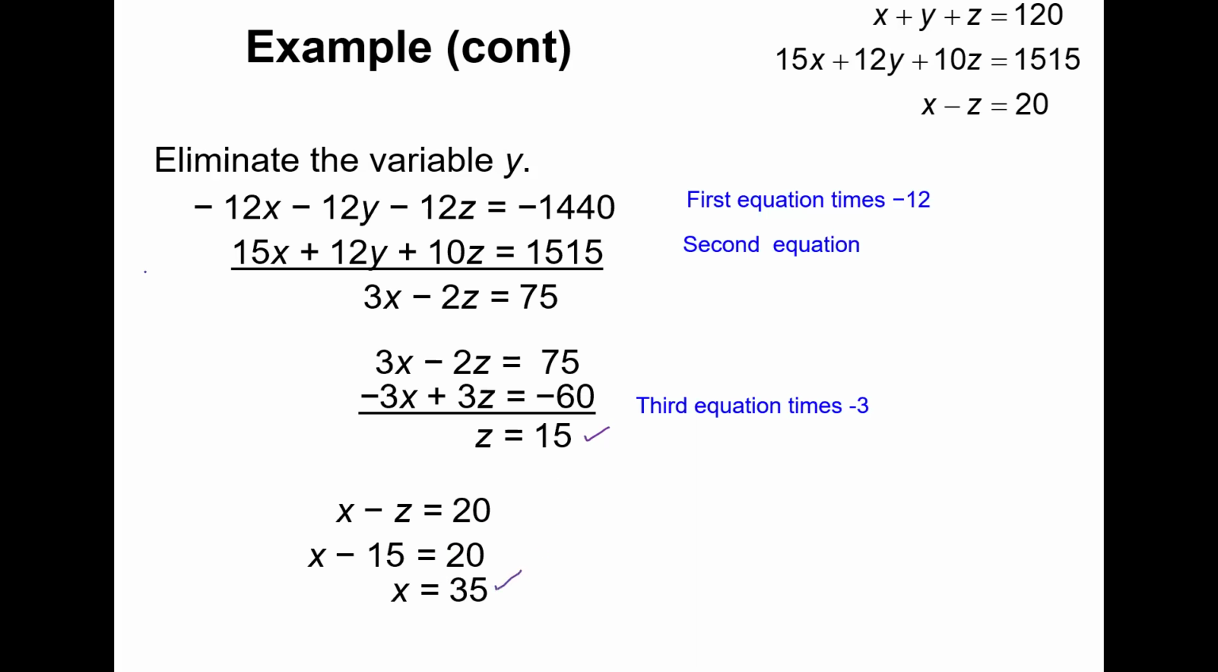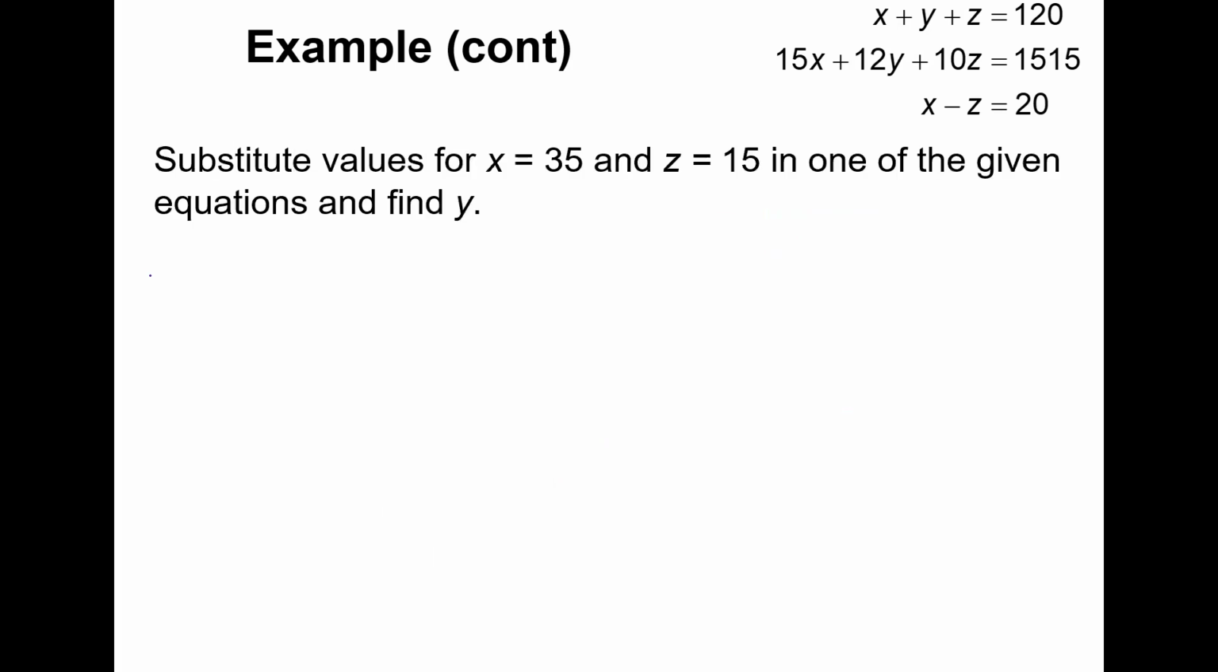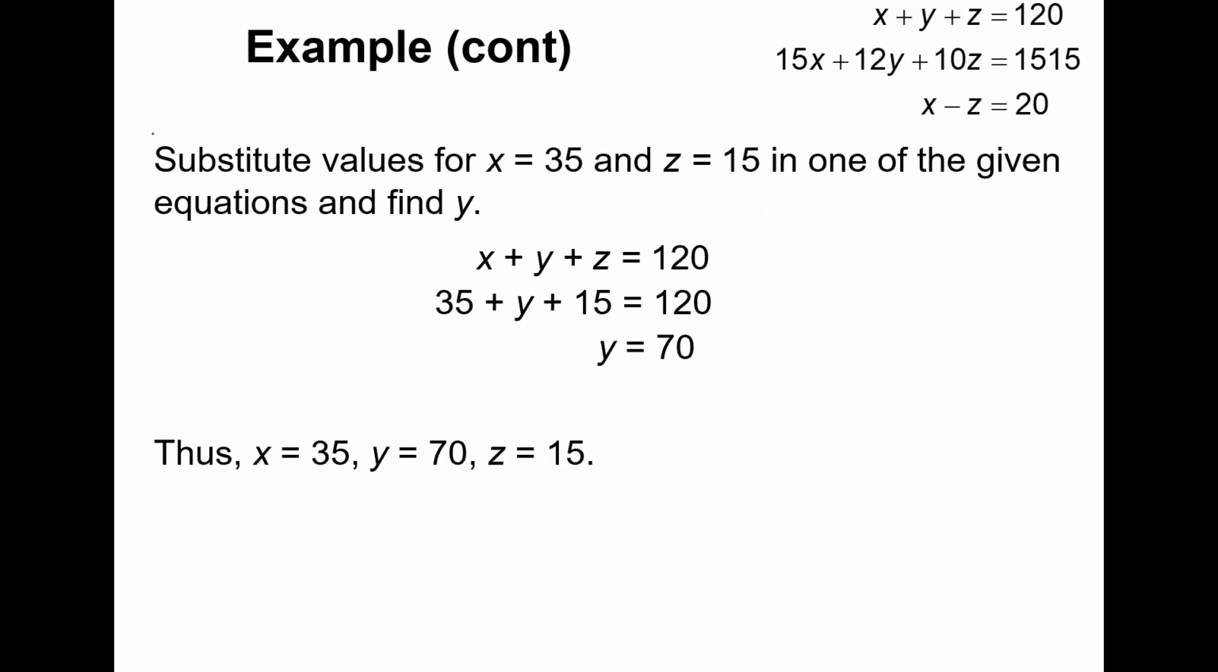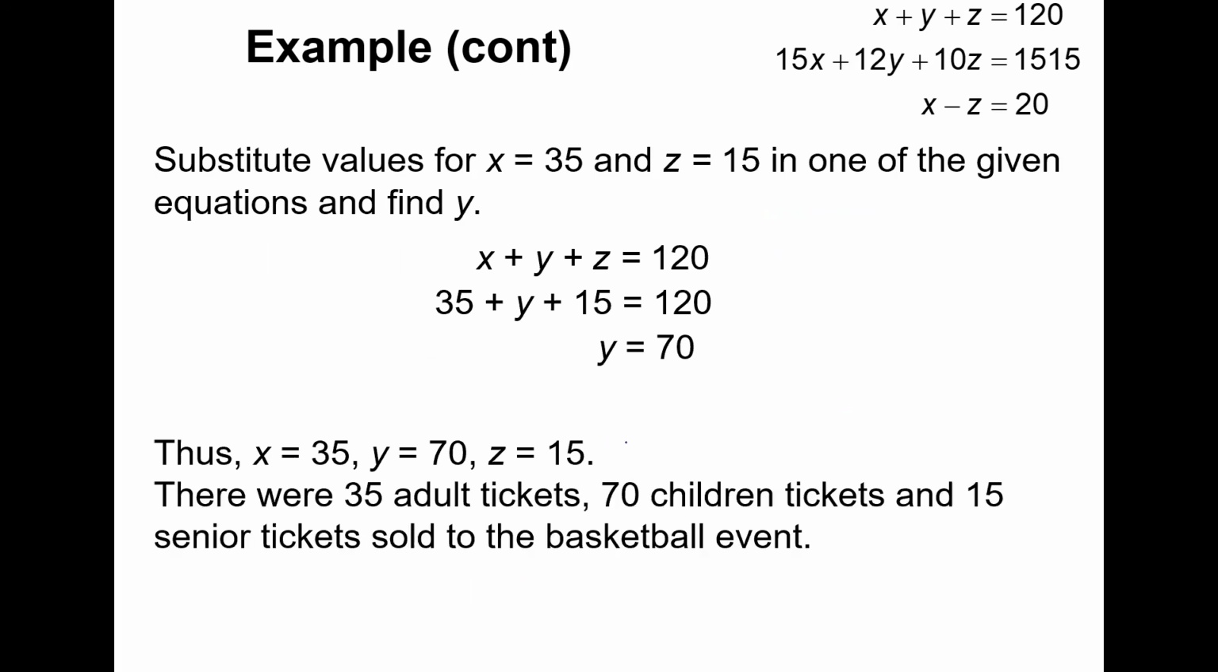And then if we go back into x plus y plus z, which is the one I would plug it into, then we have those two values. Now we solve for y. So y is equal to 70. And so therefore we have 35 adults, 70 children, and 15 seniors.